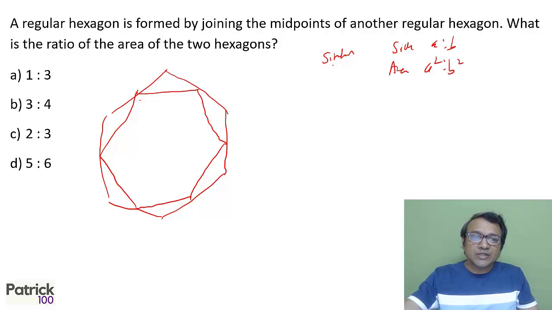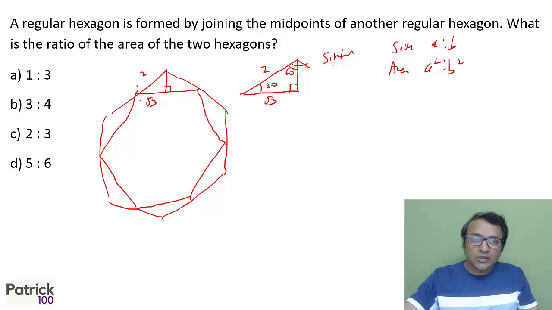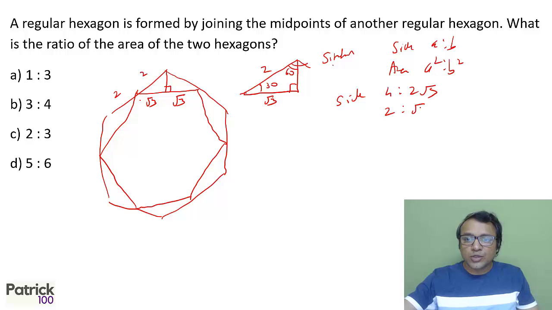So let's try to find the ratio of the sides. If I draw a perpendicular out here, this becomes a 30-60-90 triangle because the whole angle is 120, so half is 60, and 90, so 30. Which means the side opposite 90 is 2, the side opposite 60 is root 3. So this part is 2, this part is root 3. The whole side is 2 plus 2, 4. The whole side is root 3 plus root 3, 2 root 3. So the ratio of the sides becomes 4 is to 2 root 3, or 2 is to root 3.